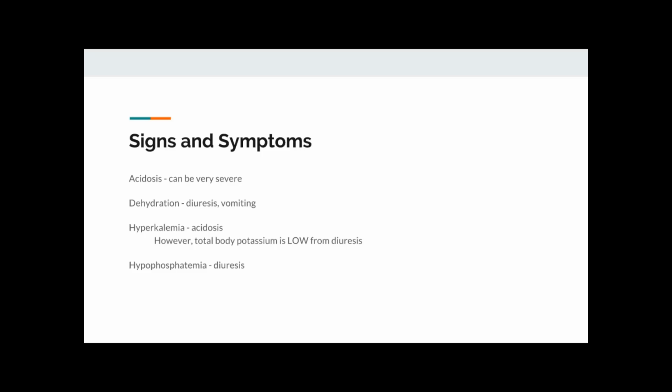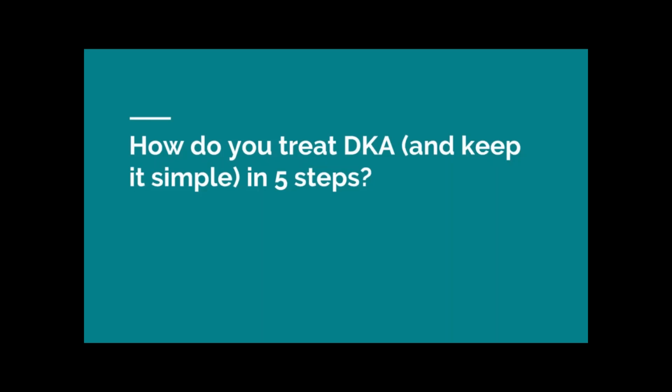But keep in mind that these patients are diuresing, right? So they've been peeing a lot for a while, and so they've been peeing out a lot of potassium. So their total body potassium is actually low, even though their blood potassium is high. And one thing that we almost never think about when we talk about DKA is the patient's phosphate, right? So the same way that you're pouring out potassium in the urine, you're also pouring out phosphate, okay? So this patient's total body phosphate is also low.